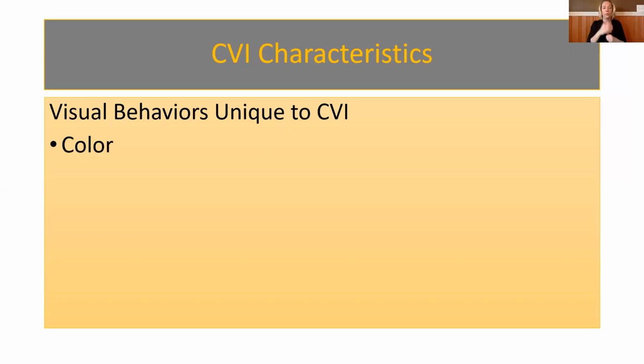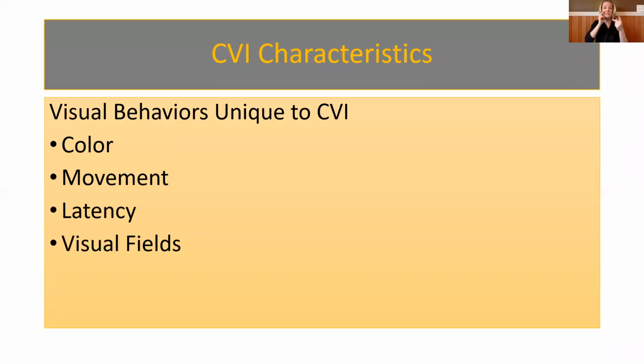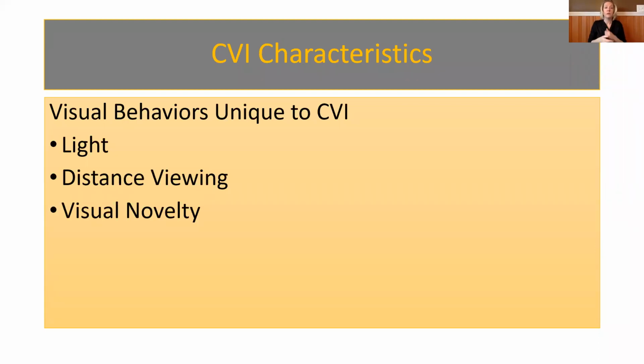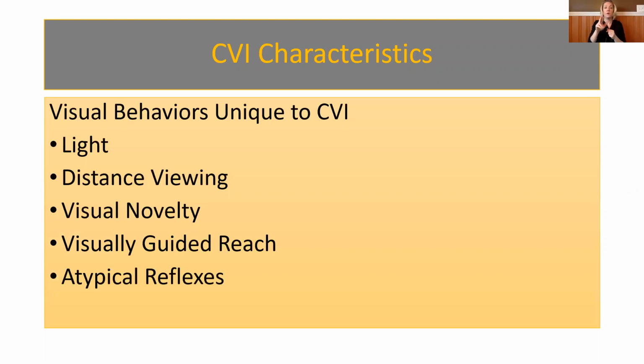We're going to talk in depth about each of these characteristics. So quickly we'll go through them: color, movement, latency, visual fields, complexity, 4 types of complexity that we'll talk about, light, distance viewing, visual novelty, visually guided reach, and atypical reflexes.